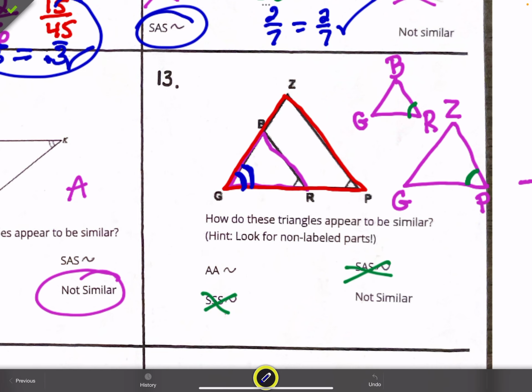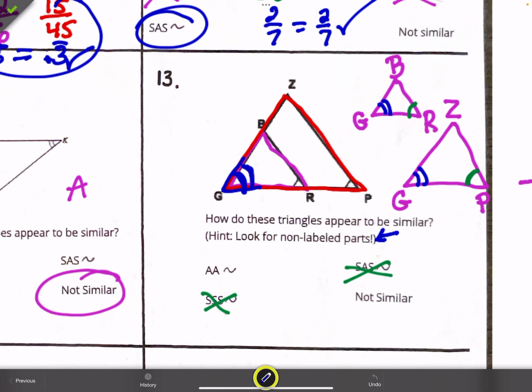Isn't this corner right here a corner of your little triangle, but it's also the corner of your bigger triangle? And so wouldn't, if angle G was 50, wouldn't it be 50 in the little triangle and the big triangle? Yeah, right? Because it's technically congruent to itself. So once I realize that, or I see that with the little triangle and the big triangle, and that's why this says look for non-labeled parts, they're not going to mark it in the original picture.